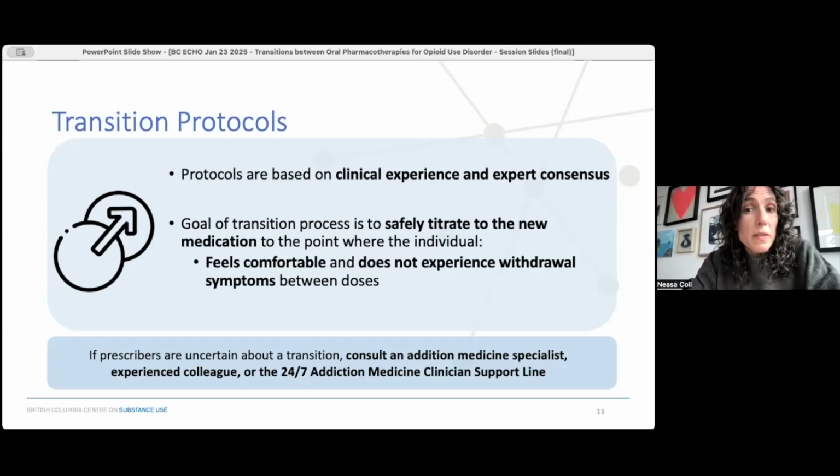If prescribers in BC are uncertain about transitions, we do recommend consulting either with the 24/7 addiction medicine support line or their local addiction medicine specialist services or clinics.